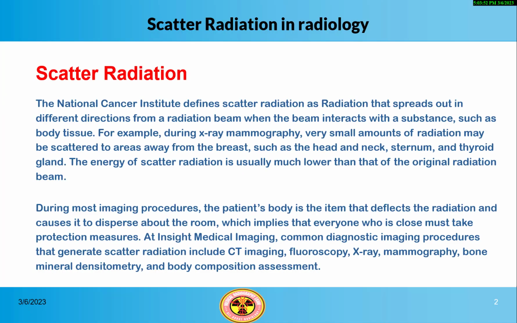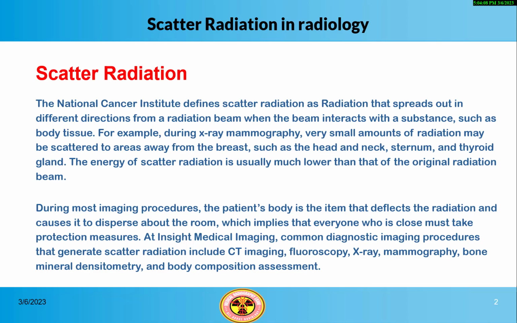Today's topic is scatter radiation, type and reduction of scatter radiation and scatter to primary ratio. Scatter radiation. The National Cancer Institute defines scatter radiation as radiation that spreads out in different directions from a radiation beam when the beam interacts with a substance, such as body tissue.